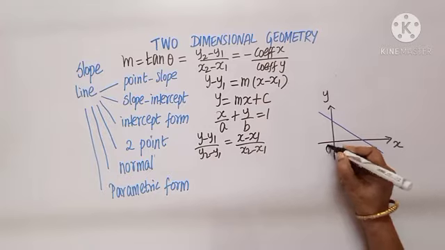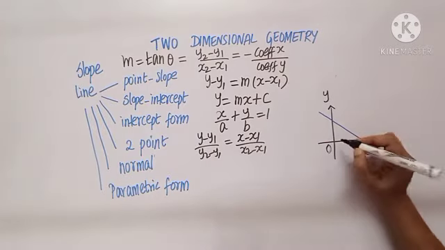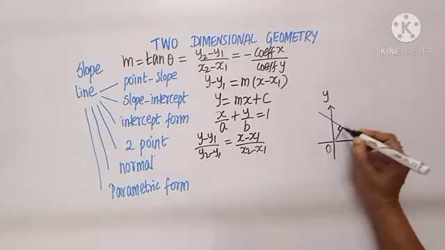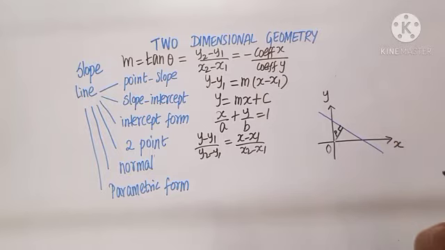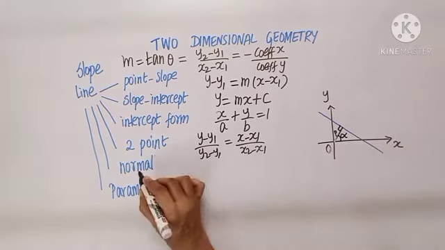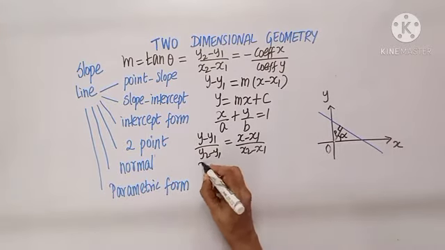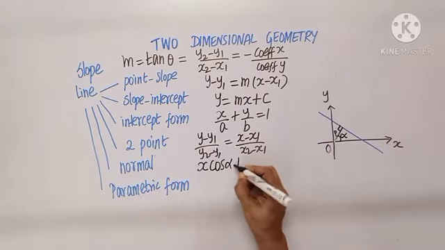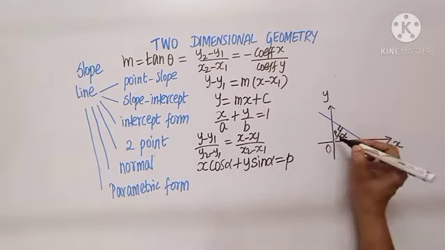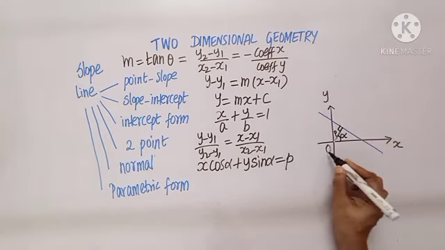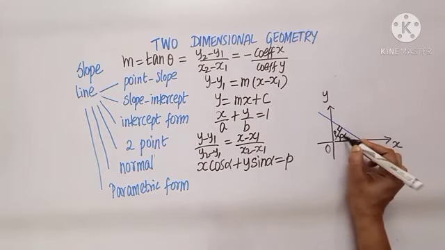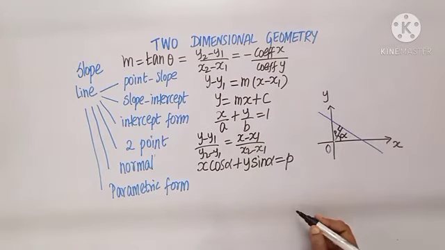This is the origin. From the origin, we drop a perpendicular, and the length of the perpendicular is p, and the perpendicular makes an angle alpha. How to write the equation? x cos alpha plus y sin alpha equals p. p is the length of perpendicular from origin to the line, and the perpendicular makes an angle alpha with x-axis.